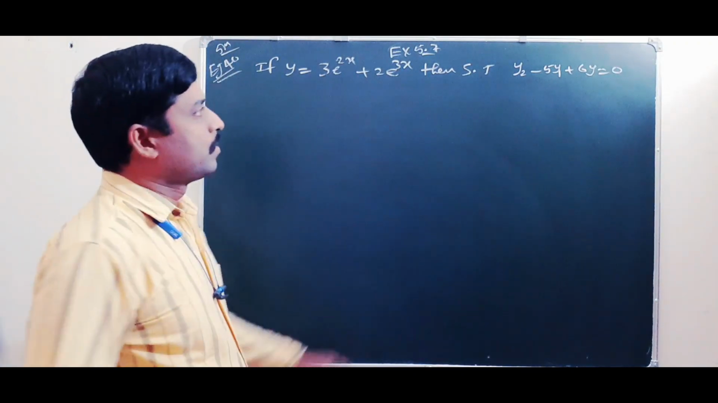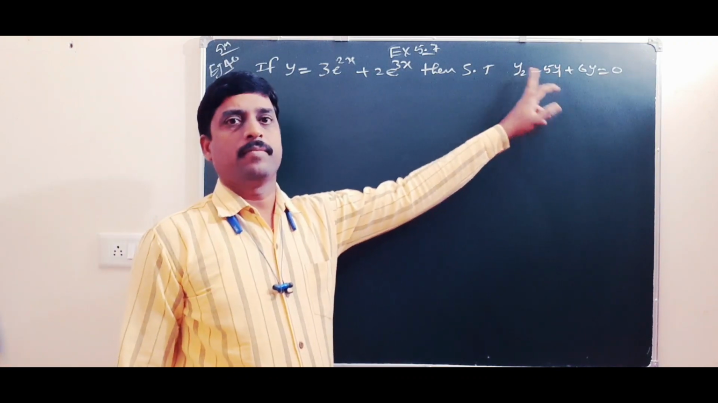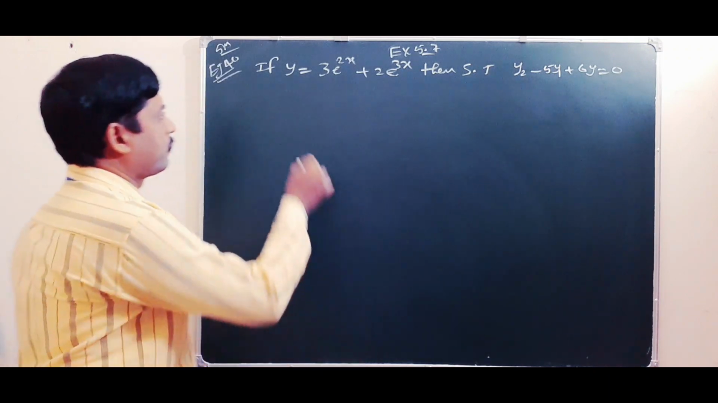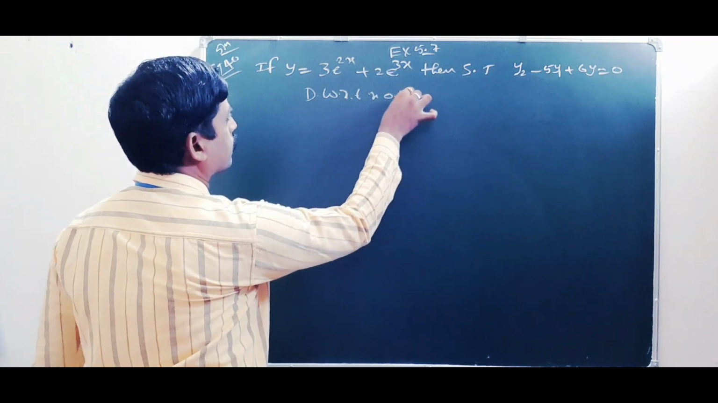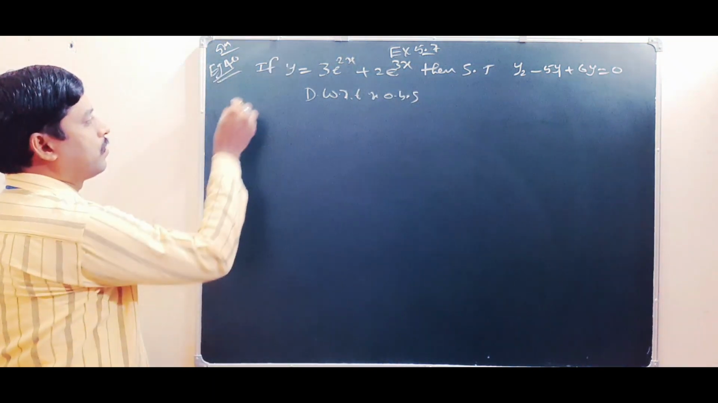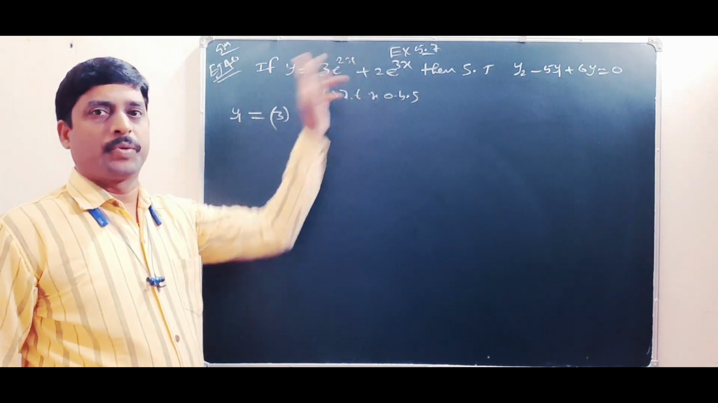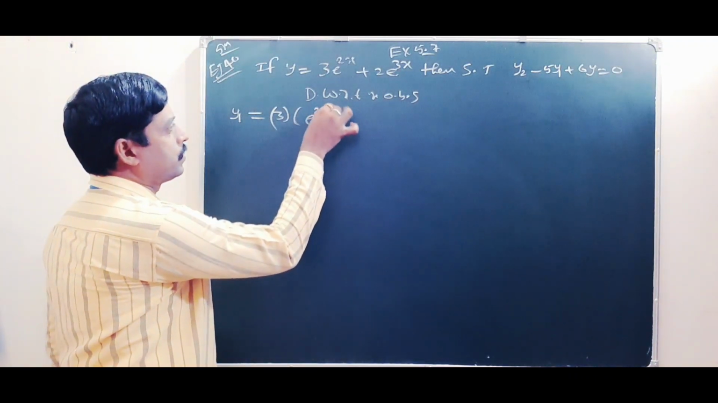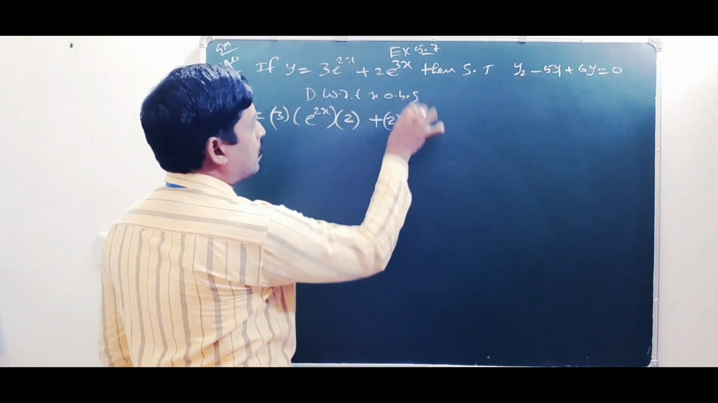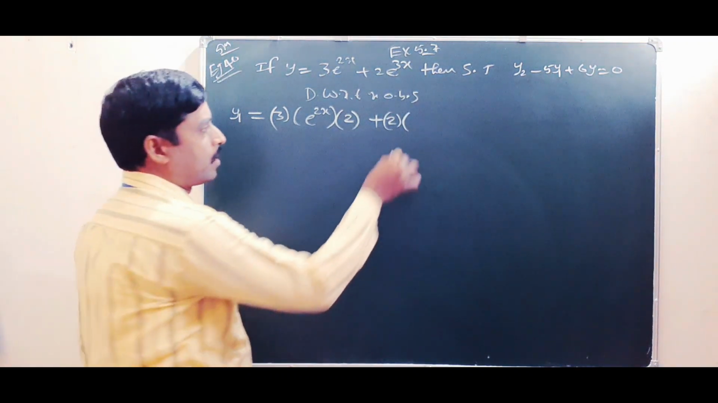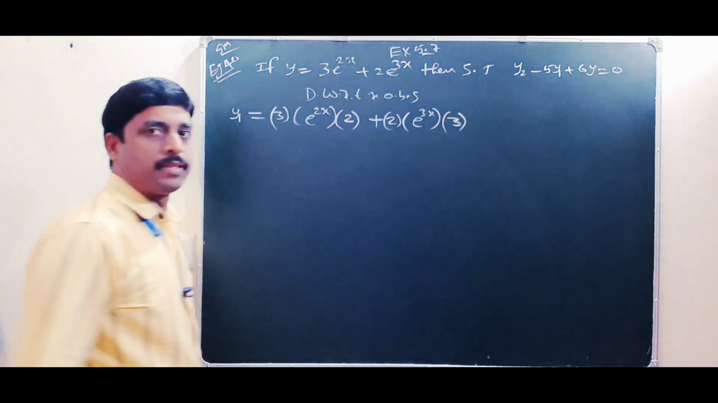The y value is given. Then show that y2 minus 5y1 plus 6y equals 0, where y2 is the double derivative and y1 is dy by dx. First we have to find differentiation with respect to x on both sides. The differentiation of y gives y1. 3 is a constant, differentiation of e to the power 2x is e to the power 2x into differentiation of 2x, which is 2. Constant, differentiation of e to the power 3x is e to the power 3x, and differentiation of 3x is 3.